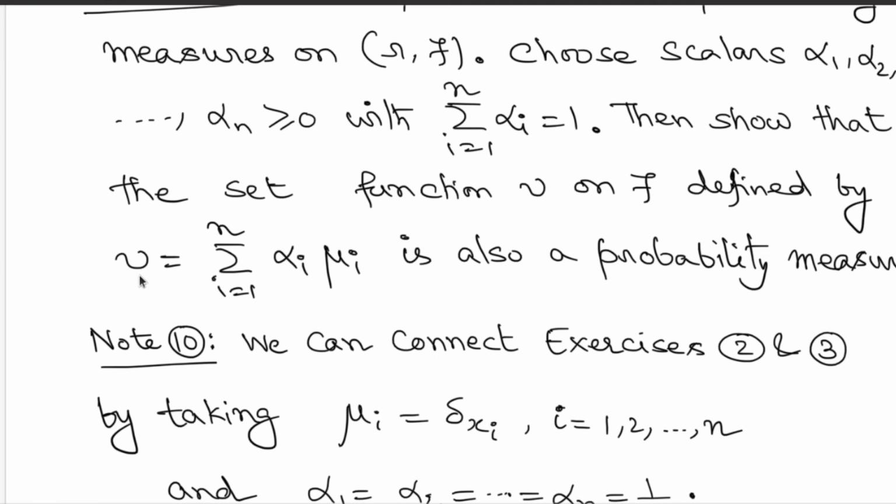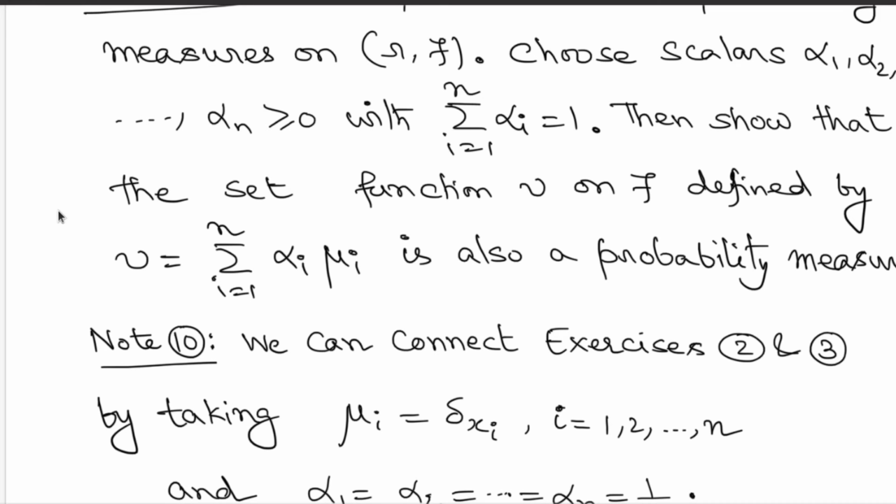It simply means that if you want to compute nu of some arbitrary set A, all you have to do is to look at mu i's of A. So the size of the set A according to mu i, first compute that, then multiply by the weights alpha i and add them up. So that will be the convex combination of the sizes of the sets A in terms of the individual measures mu 1 up to mu n. So then as per the exercise here, it will also be a probability measure.